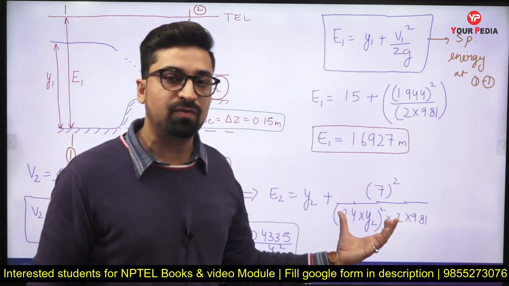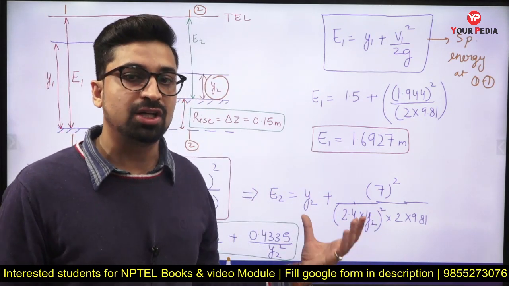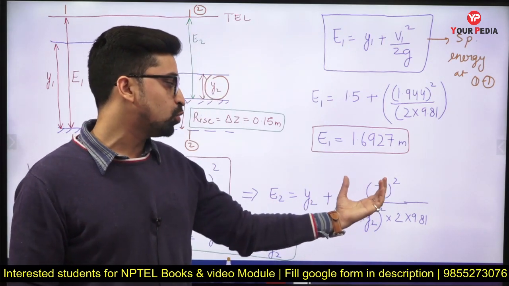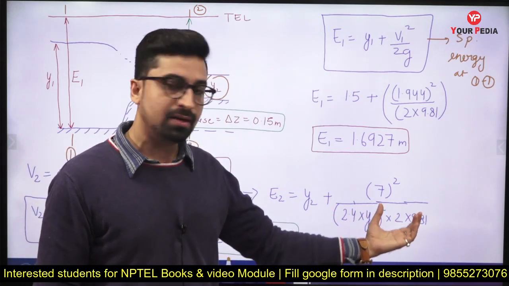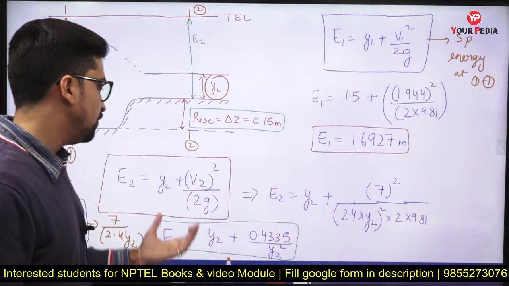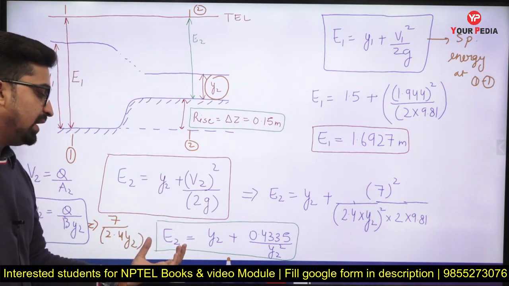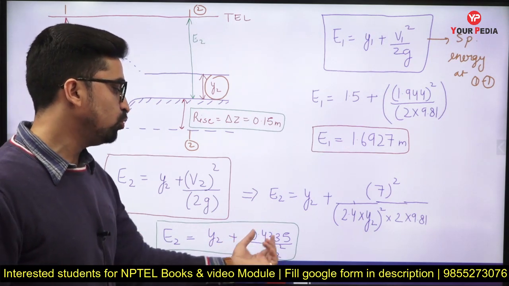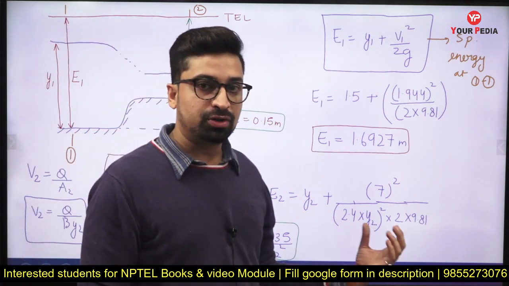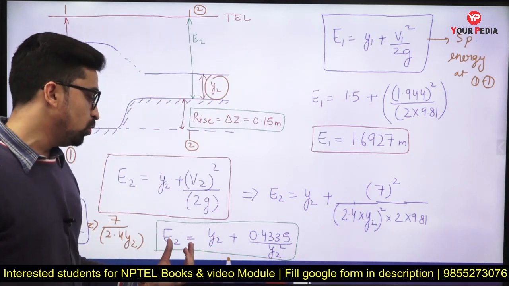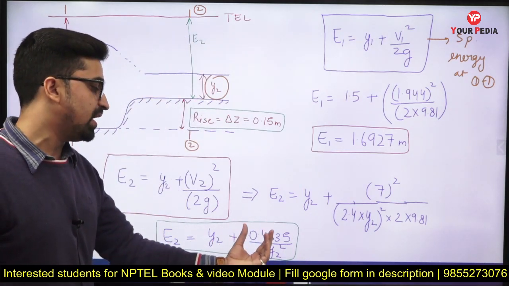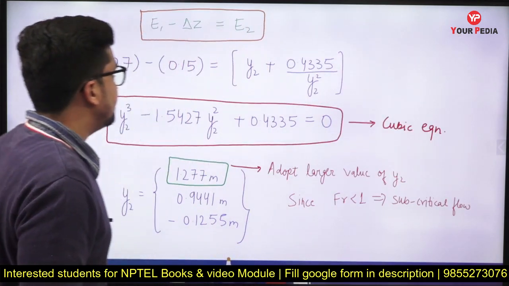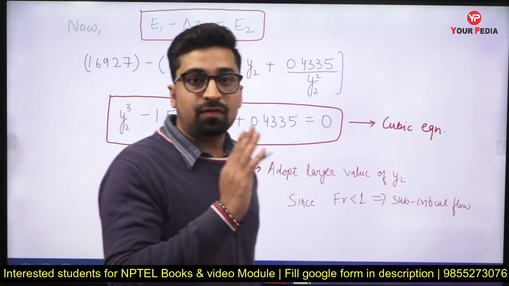Now we just replace this value in the specific energy at section 22. So E2 will be equal to Y2 plus Q square upon A square into 2G, which is velocity only, V square by 2G. From this we will get E2 equal to Y2 plus 0.4335 upon Y2 square. After this, the main concept comes in this question.